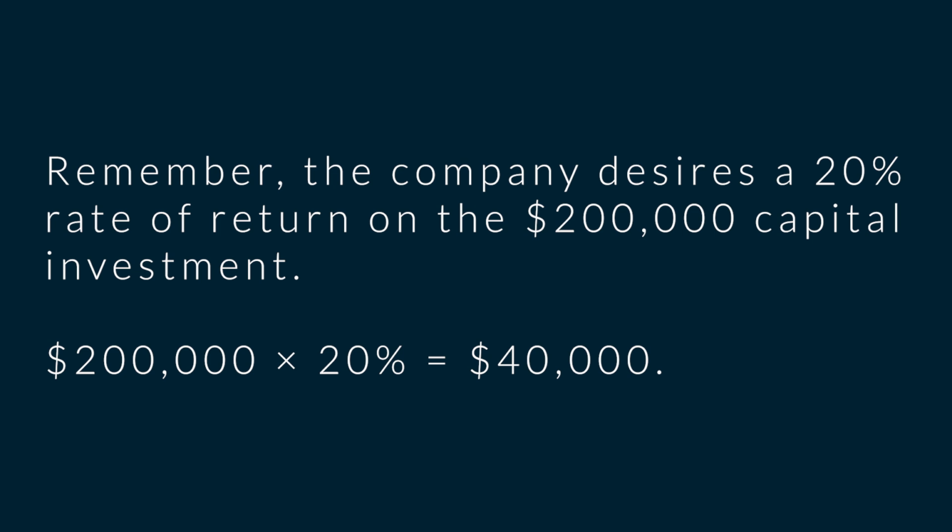$200,000 of the capital invested. So we take that 200,000, multiply that by 20%, and we get 40. So that is what they want, $40,000. At this point, it's important for you to understand something.